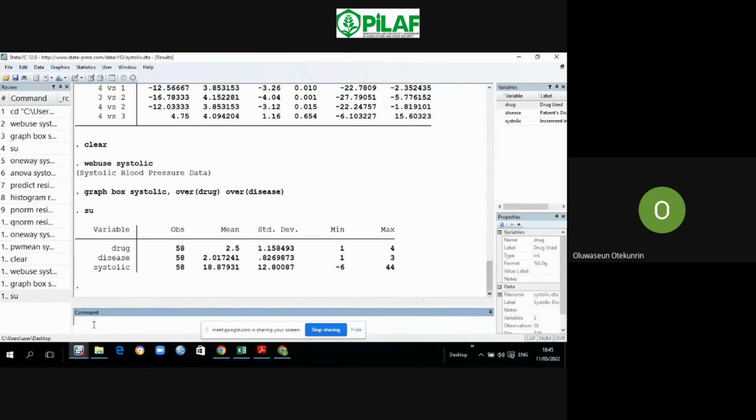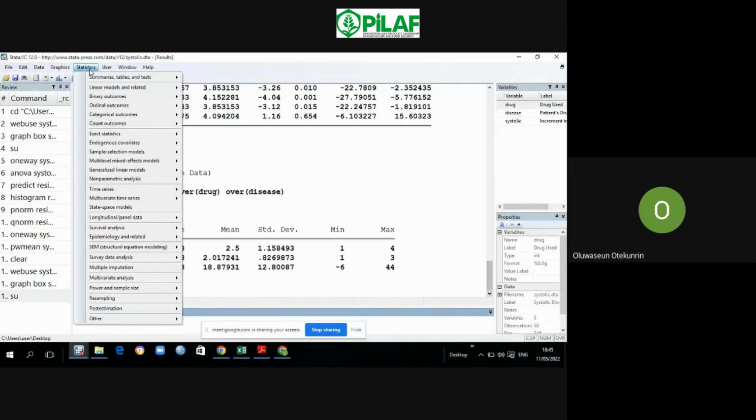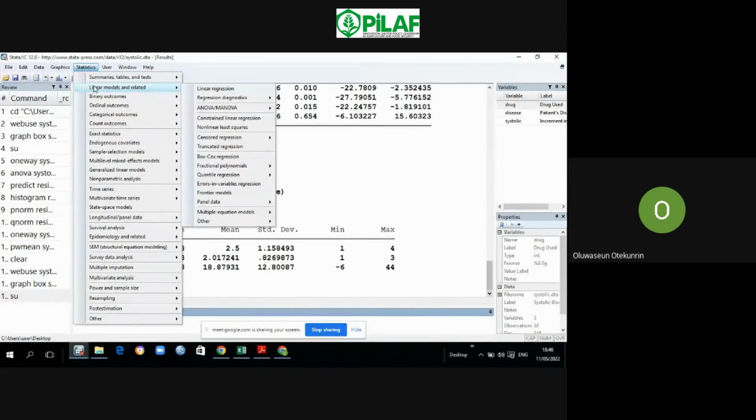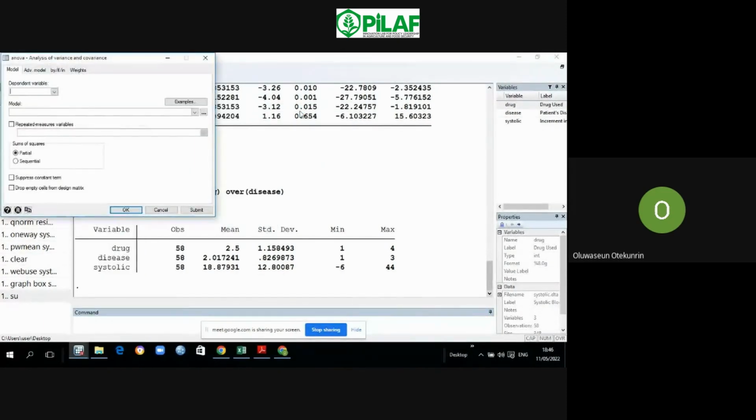So for that, let's go to Statistics, Linear models and related, then ANOVA/MANOVA, then Analysis of variance and covariance. From Statistics to Linear models and related to ANOVA/MANOVA to Analysis of variance and covariance. So you see another window now. Under Model, you can see dependent variable. Our dependent variable is systolic.